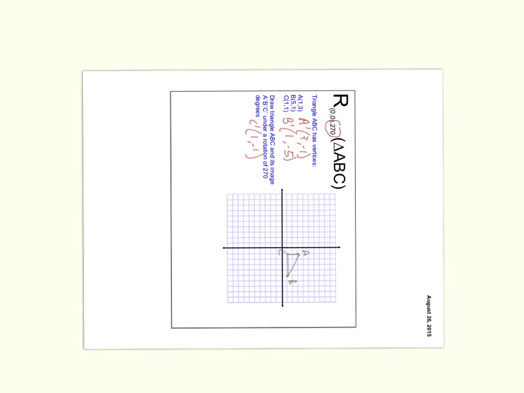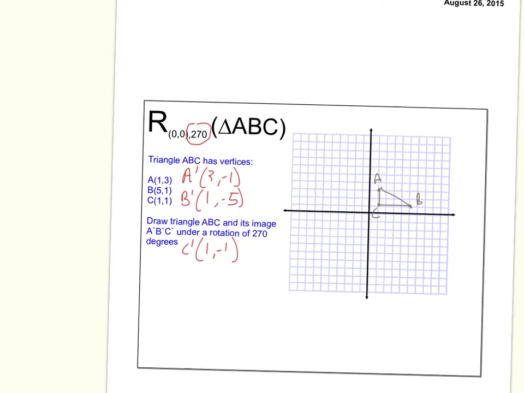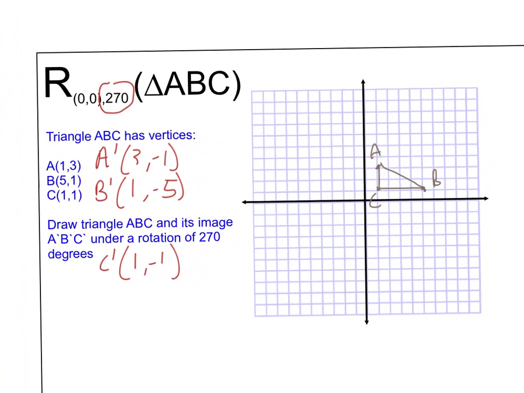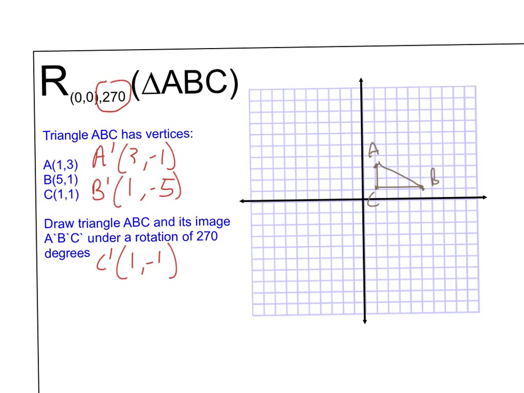So these are the new coordinates I'm looking at right now. I actually already recorded them. If you can see here, on the left side, I recorded those points. A prime ended up being 3, -1. B prime ended up being 1, -5. C prime was 1, -1. So these are my new points that I got from my manual rotation. I'm going to plot those, check out what it looks like.